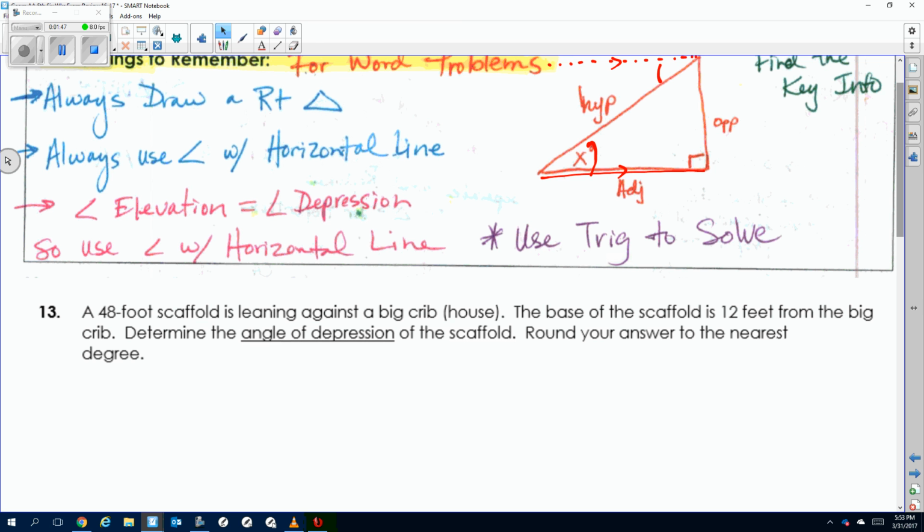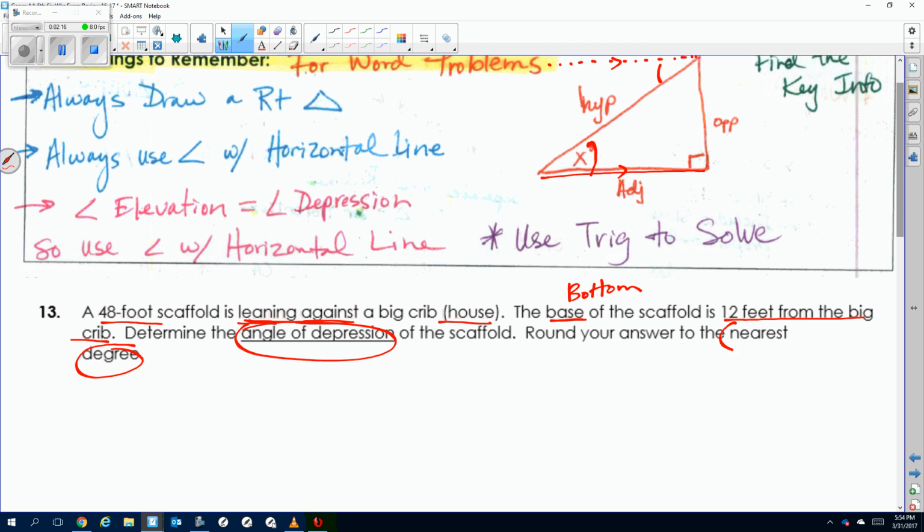So key information: 48 feet, leaning. That's important. That gives you an idea. Against the house, it's leaning against the house. The base is usually always at the bottom. That's helpful. The base is 12 feet from the big crib. Determine the angle of depression. That's what we're trying to do. Round to the nearest degree. Nearest degree means a whole number.